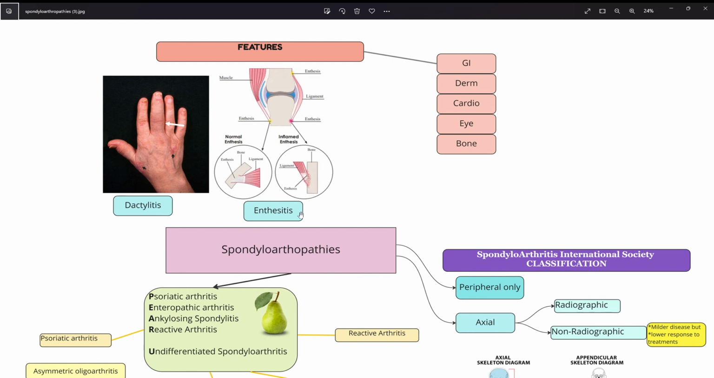Now, with most of these spondyloarthropathies, there is systemic involvement, so it can involve the GI system, gastrointestinal system, the dermatologic, cardiovascular, the eyes, and the bone. So we'll talk about that more in future videos.